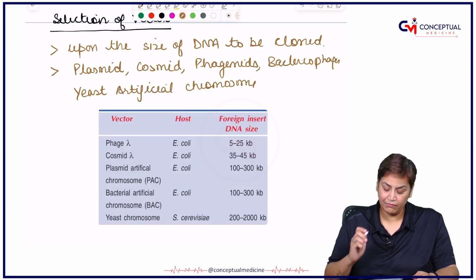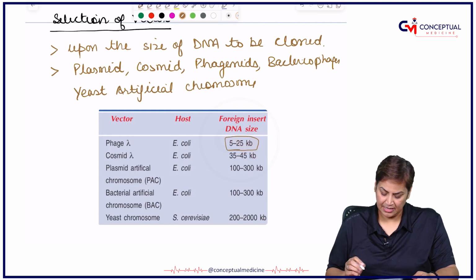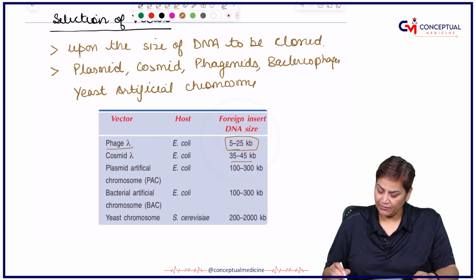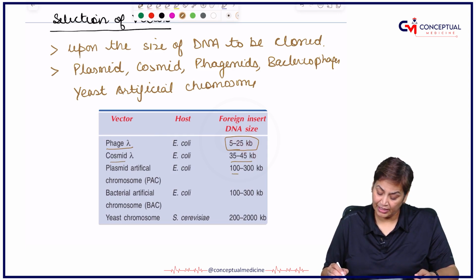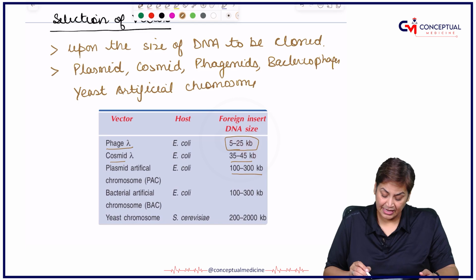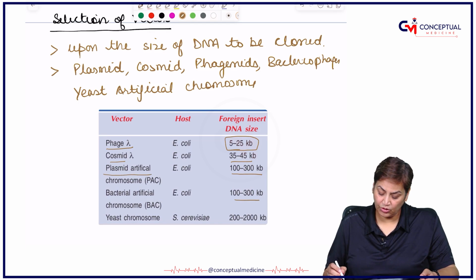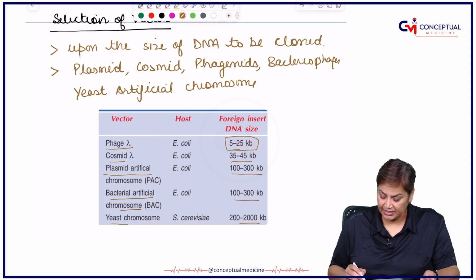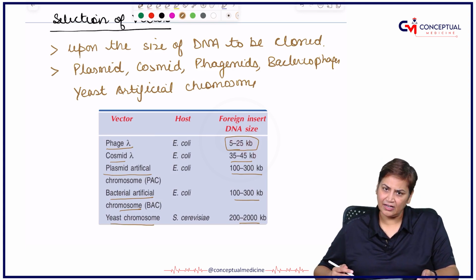Here you can see if we have to take 5 to 25 kilobase pairs, we can use this phage. If we use 35 to 45, we can use cosmids. If we have to isolate 100 to 300 kilobase pairs, we can use plasmids. Or 200 to 2000 kilobase pairs, yeast chromosomes are there, and these are the hosts from where they are extracted.